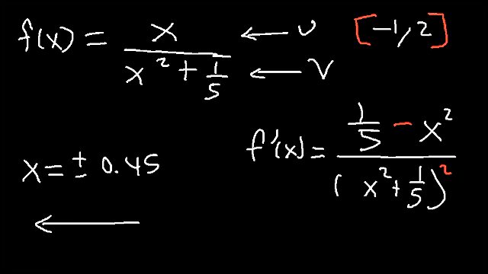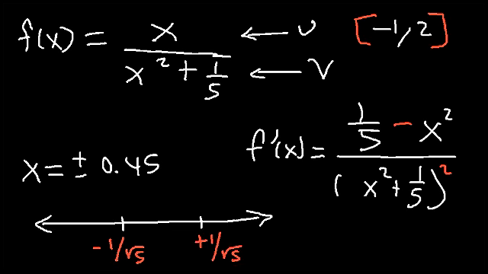So now let's plot the critical numbers on a number line. The first one is at negative 1 over root 5, and the second one is positive 1 over root 5. So now let's plug in a few test points. Let's pick a number greater than positive 0.45. So let's plug in 1. 1/5 minus 1 squared is a negative number. 1/5 is 0.2. 0.2 minus 1 is negative. The bottom part will always be positive because it's squared, so we don't have to look at the denominator. It's always going to be positive.